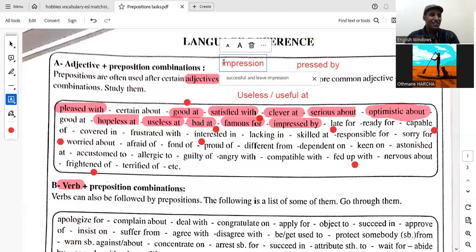Right? I am impressed by the pronunciation of my teacher. Right? I say I am impressed by the pronunciation of my teacher. Right? If impressed.